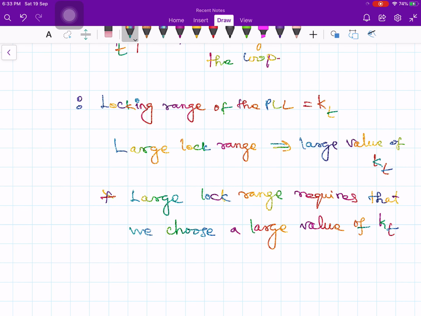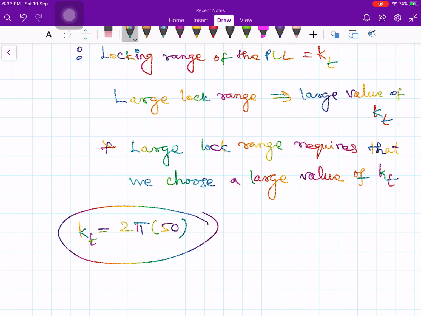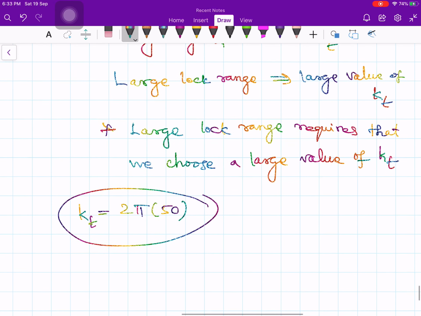Okay. So for example, let us assume that your loop gain has some fixed value. Let me say I have chosen the fixed value to be 2 pi times 50. Now let us consider my k suffix t is equal to 2 pi times 50, so 100 pi.